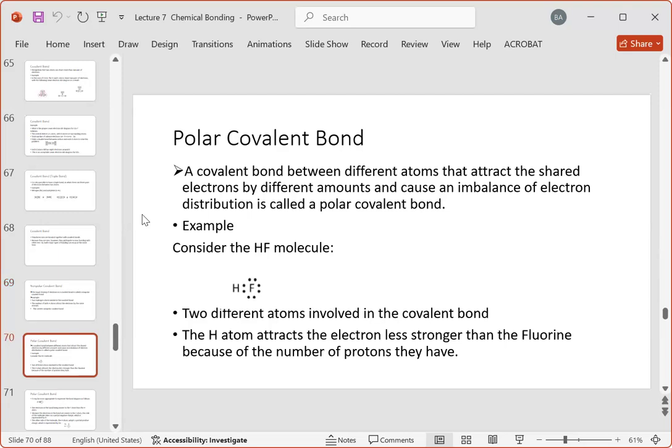All right. But when you have the polar ones, right, the one has more protons. The one that has more protons will attract the electrons more to itself, because it's stronger. It has more positive charge. So you attract more. All right. So it then becomes polar, because this side will be more negative, and the other side will be more positive. All right.